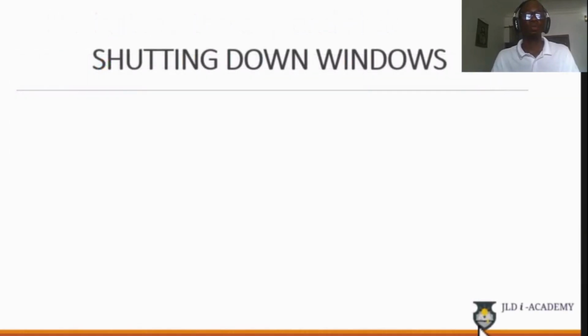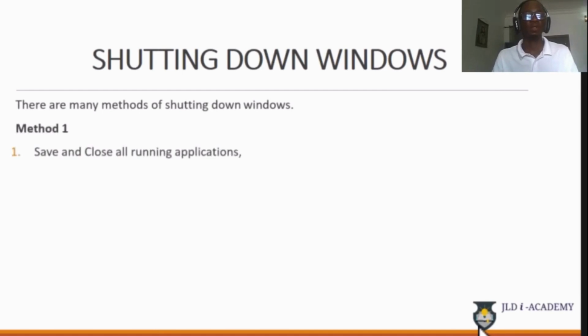Now let's look at how to shut down Windows or shut down your system. There are many methods of shutting down Windows. The first method we'll look at is, first of all, you need to save your work. Any work you're working on, you need to save it, else you lose it after closing the system. First of all, save all applications and close them. When you save them, then you can close all the applications.